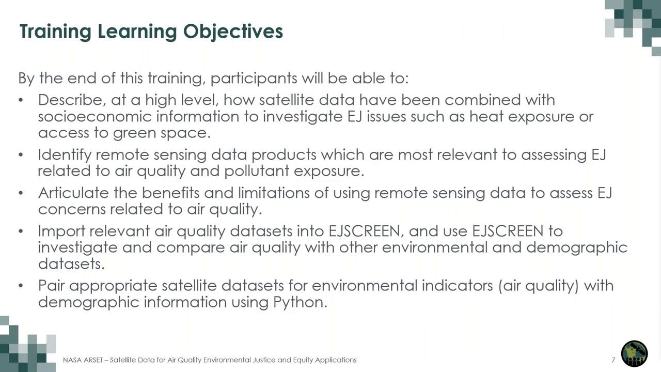By the end of this training, participants will be able to describe at a high level how satellite data have been combined with socioeconomic information to investigate environmental justice issues such as heat exposure or access to green space, identify remote sensing data products which are most relevant to assessing environmental justice related air quality and pollutant exposure, articulate the benefits and limitations of using remote sensing data to assess environmental justice concerns related to air quality, import relevant air quality datasets into EJ Screen and use EJ Screen to investigate and compare air quality with environmental and demographic datasets. Pair appropriate satellite datasets for environmental indicators, air quality specifically, with demographic information using Python.